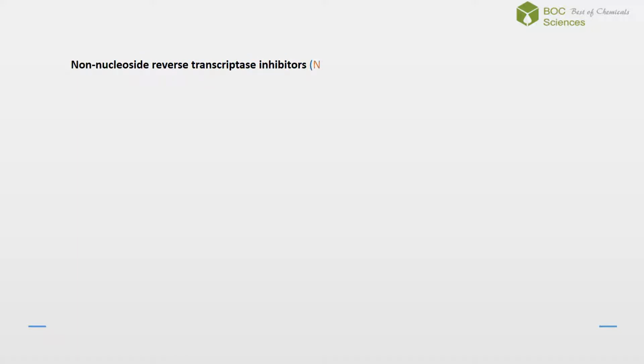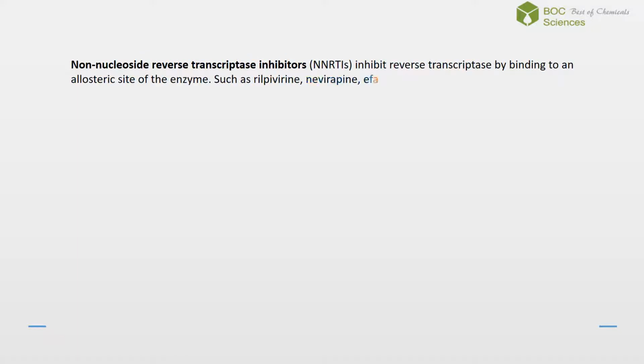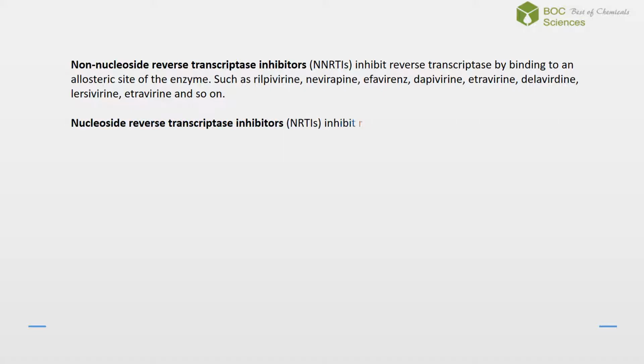Non-nucleoside reverse transcriptase inhibitors inhibit reverse transcriptase by binding to an allosteric site of the enzyme, such as rilpivirine, nevirapine, efavirenz, dapivirine, etravirine, delavirdine, lersivirine, and so on. Nucleoside reverse transcriptase inhibitors inhibit reverse transcription. For example, abacavir, emtricitabine, tenofovir, zidovudine and zalcitabine.